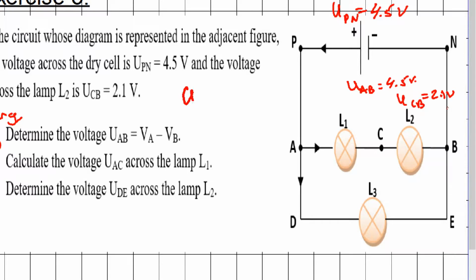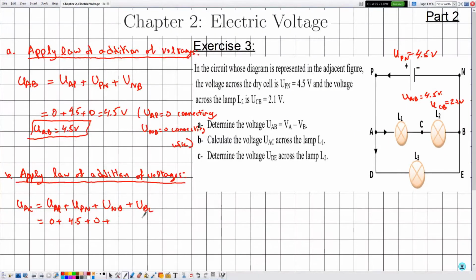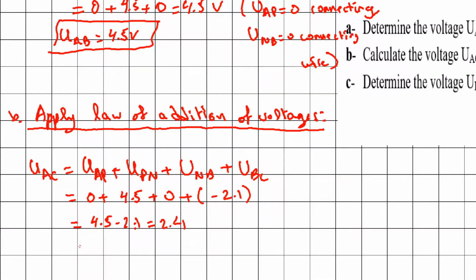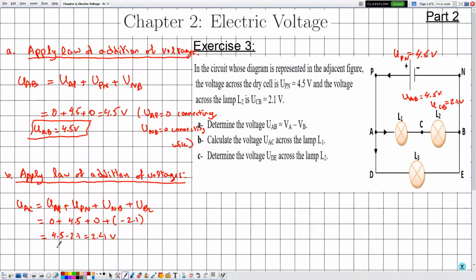We know that UCB and UBC are related via a minus sign. So in this case, this is given by minus 2.1. Now we have that 4.5 minus 2.1, and this is given by 2.4. Since both 4.5 and 2.1 are expressed in volts, UAC will be expressed in volts as well. So the applied voltage UAC across the lamp L1 is given by 2.4 volts.